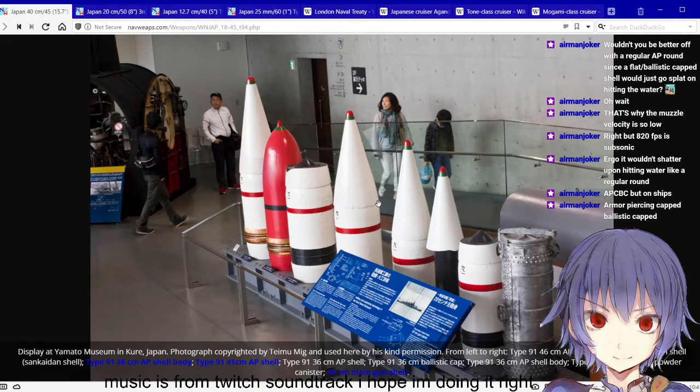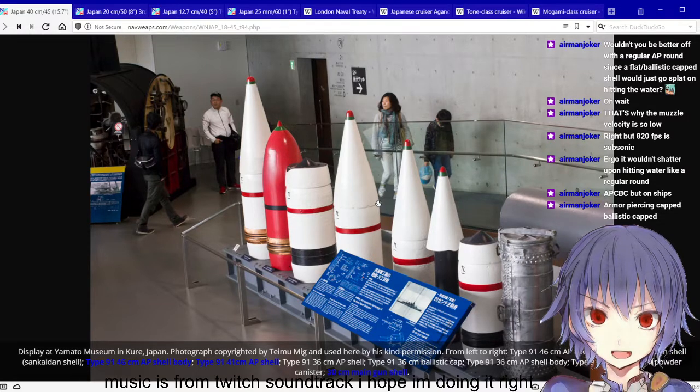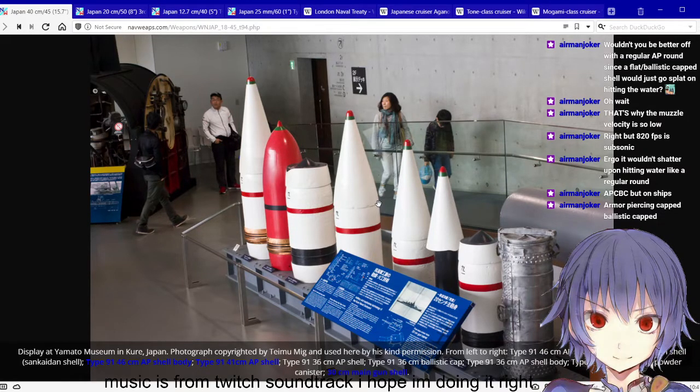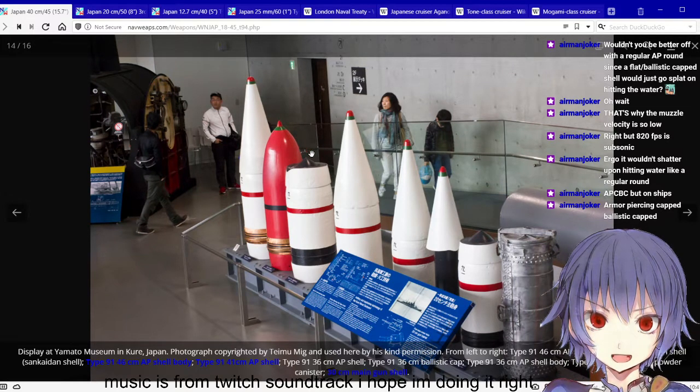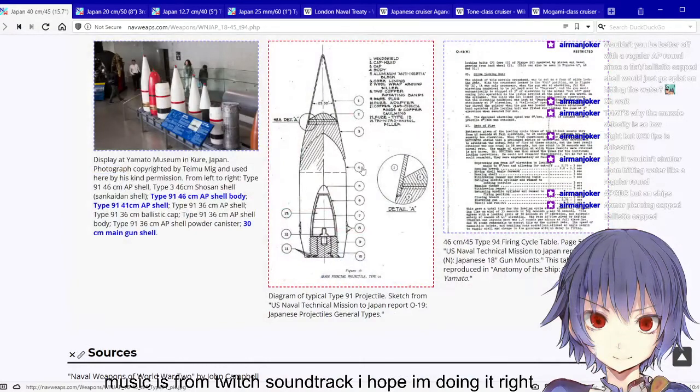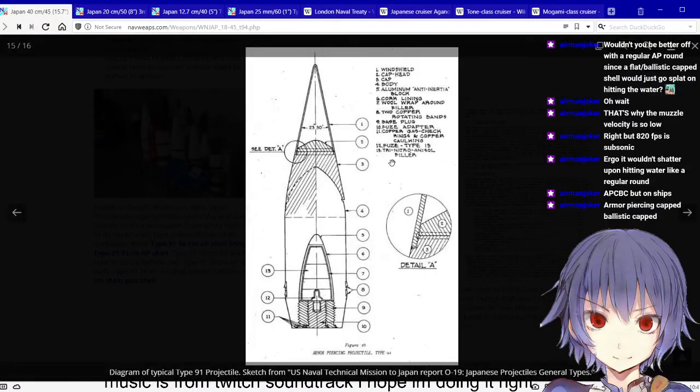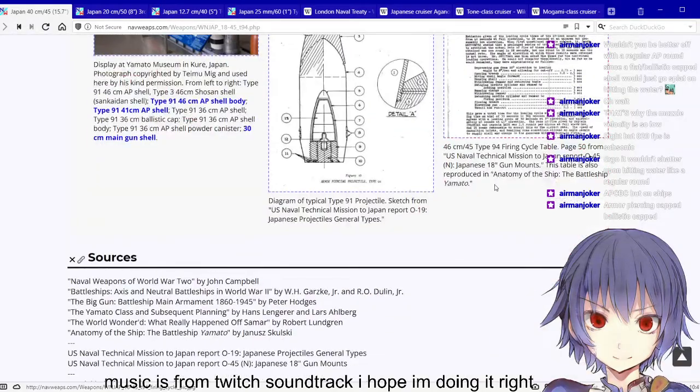Surigao Strait and Battle off Samar. Those are the only cases where they used DAP shells like this in battle, because those were the only times Japanese battleships encountered American ships, if I do recall. Here's a diagram. So the cap comes off, and then there's this flat, as in not pointy, cap underneath, and all this other stuff. Thanks, U.S. Technical Mission to Japan.